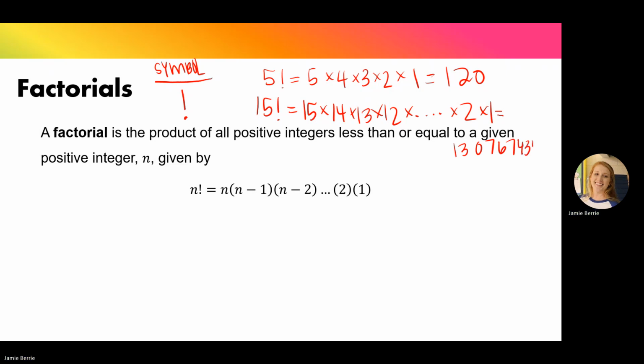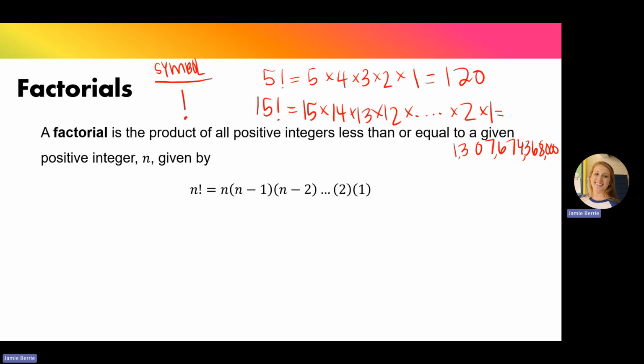13076743668. We said that was 9 decimal places, so we need 3 more zeros to make it 12. So this is a huge number, right? I mean, we can't even wrap our brains around that. That's 1 trillion, right? Billion, trillion. Yeah, that's 1,307,674,368,000. It's 15 factorial. All right, so the numbers get really big really fast.